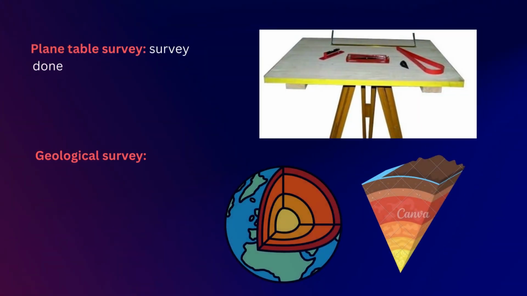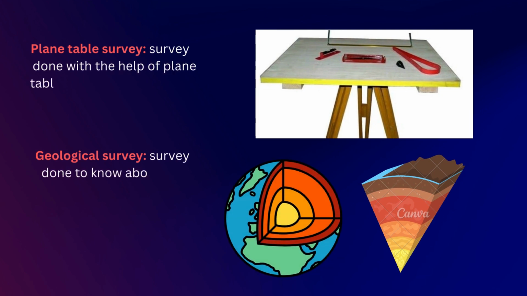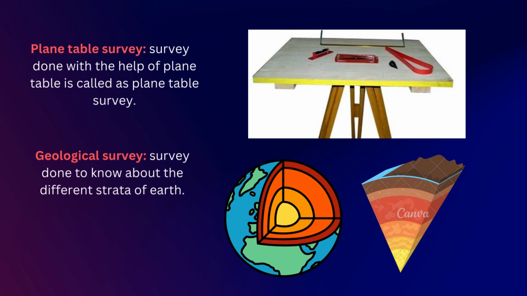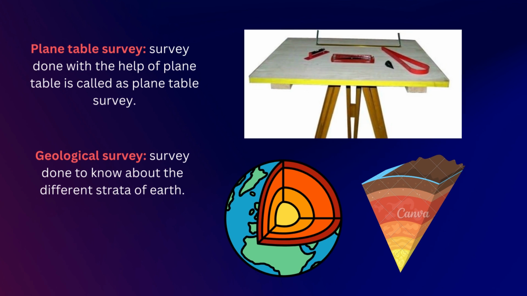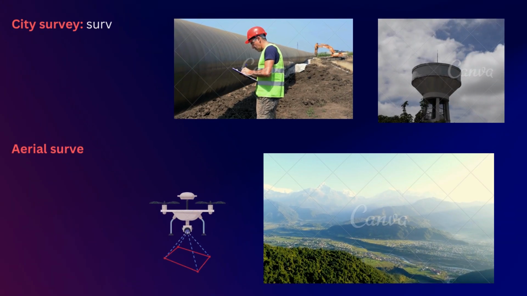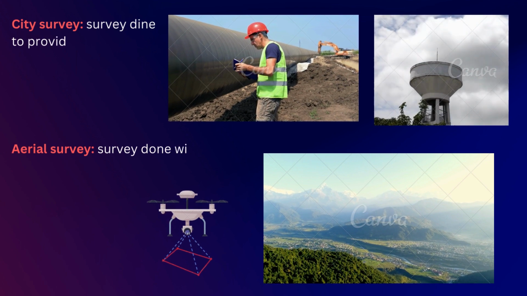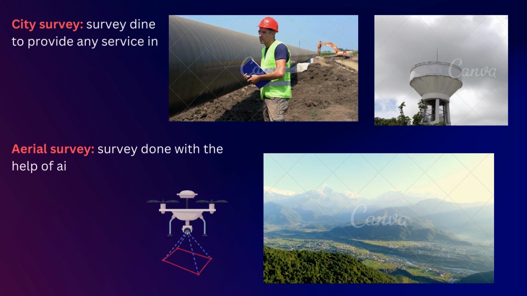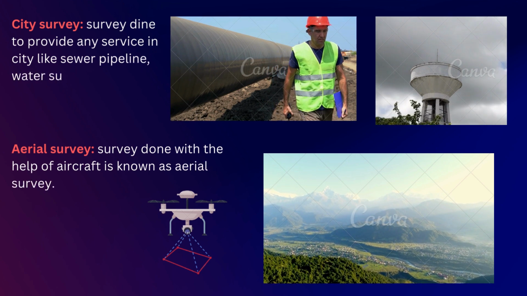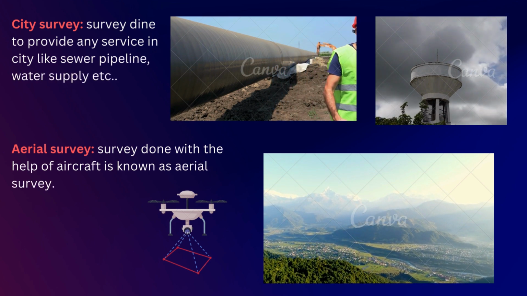Plane table survey: survey done with the help of plane table is called as plane table survey. Geological survey: survey done to know about the different strata of Earth. City survey: survey done to provide any service in city like sewer pipeline, water supply, etc. Aerial survey: survey done with the help of aircraft is known as aerial survey.